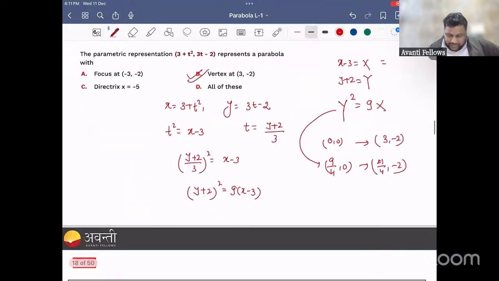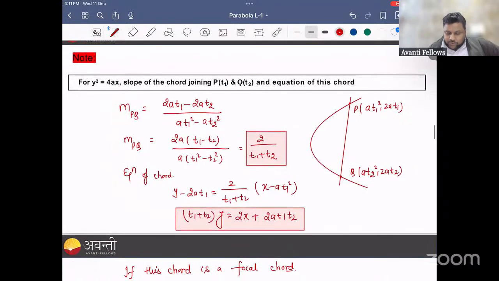Then we came to the chord of a parabola. The equation of the chord joining two points (at1 square, 2at1) and (at2 square, 2at2). I told you particularly one thing you need to remember is the slope of this chord. Another thing you need to remember is the equation of this chord: (t1 plus t2) y equals 2x plus 2a t1 t2. This just came from the equation of a line in two-point form: y minus y1 is (y2 minus y1) upon (x2 minus x1) into (x minus x1).